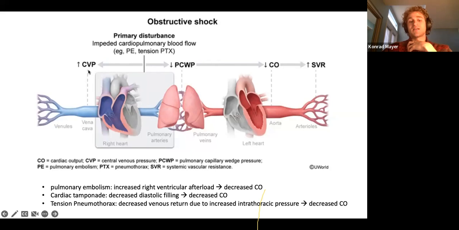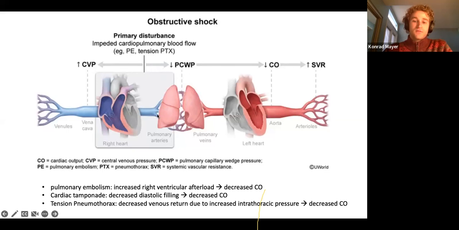So what is a clinical sign of increased central venous pressure? A clinical sign of increased central venous pressure is increased jugular venous pressure, which we can see if we ask the patients to look to the right or look to the left, and we look at their neck area, and we can see if the blood levels in the jugular veins are high above the clavicle.